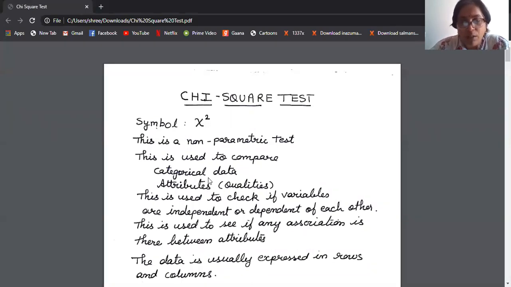Now, where are we going to use this test? The first thing is categorical data. We can put your data into categories, for example, males, females, married, unmarried, educated, uneducated. So whenever we are going to categorize our data into different categories, in such cases, we can use the chi-square test.